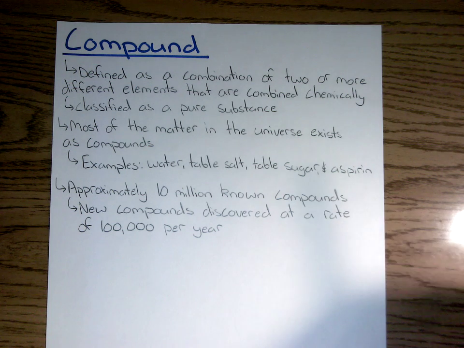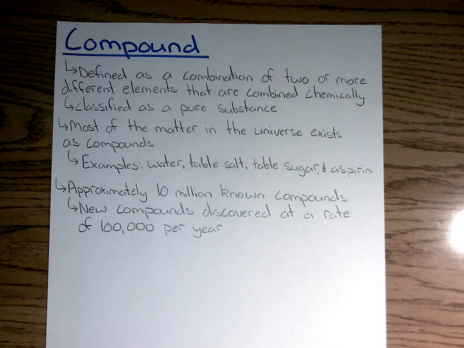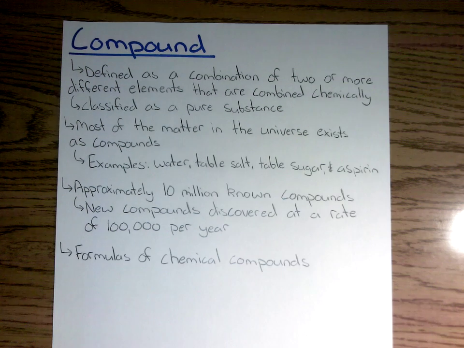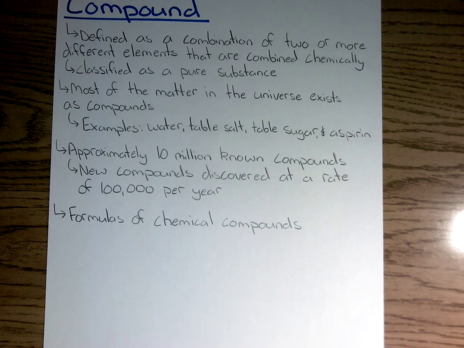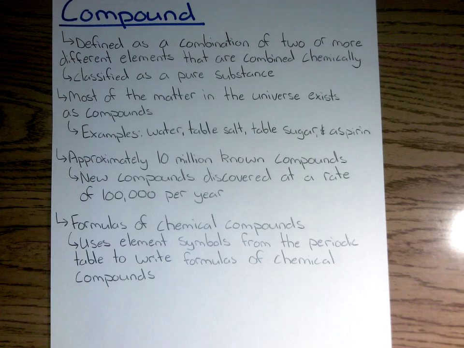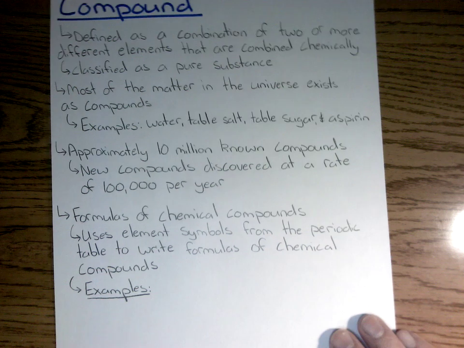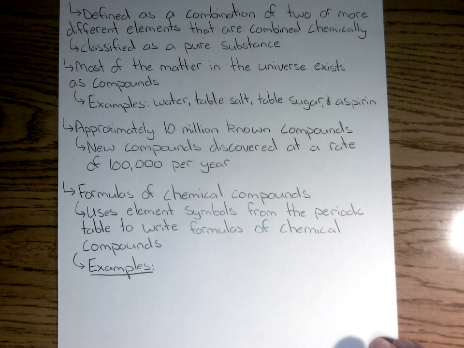Now, I want to talk about the formulas of chemical compounds briefly. So for the formulas of chemical compounds, it's going to use element symbols from the periodic table to write the formulas of chemical compounds. And the best way to see this is through some examples. So number one, a good example is sodium chloride, or typical table salt. That is composed of 1 part sodium and 1 part chlorine.